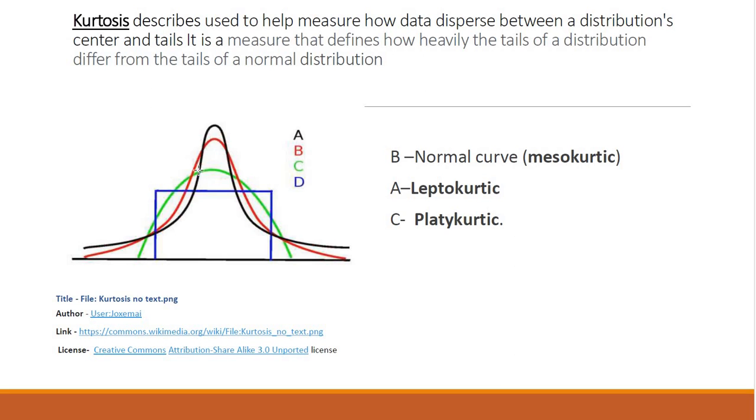Kurtosis will help us to understand how the data is distributed between the peak and the tails of the distribution. Or we can tell that it defines how heavily the tails differ from the tail of a normal distribution. So if you see here, the red colored curve is the normal curve referred to as mesokurtic. A leptokurtic has a sharper peak and heavier tails, which is represented by black. And a platykurtic curve is represented by green, where the peak is broad and the tails are comparatively light.